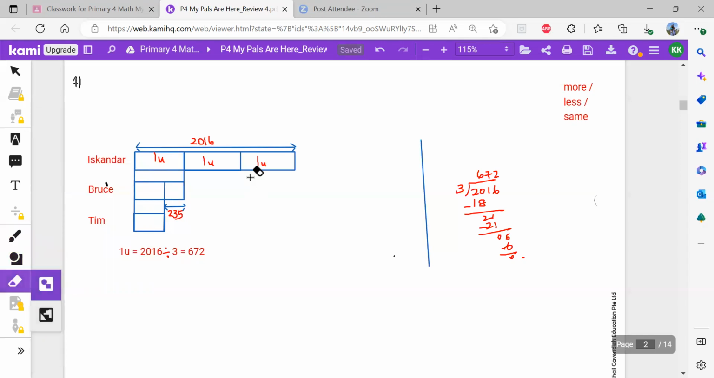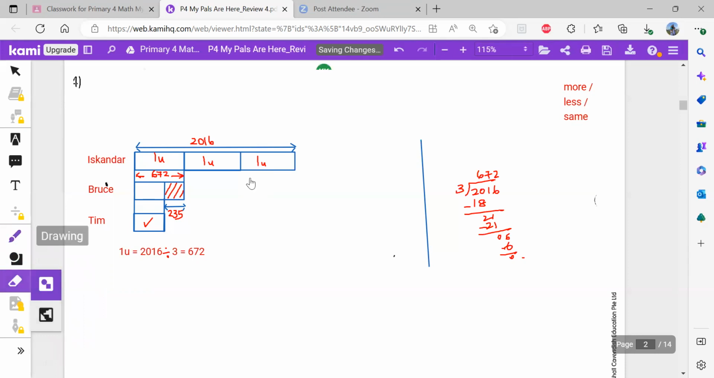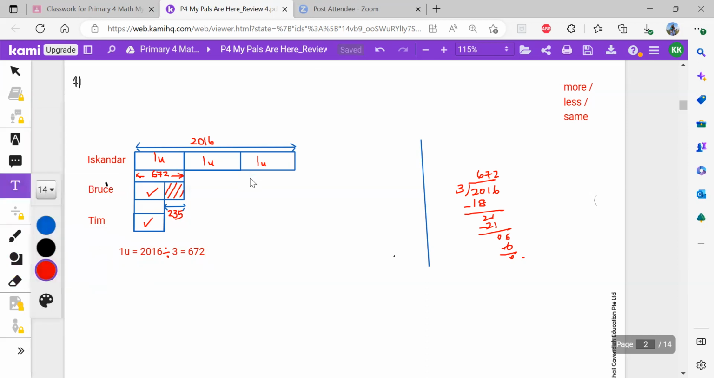Okay, so if I know 1 unit is 672, which means that Bruce will be 672 as well, isn't it? And if Bruce is 672, and this part here is 235, can I find what is this small rectangle? I can, right? This small rectangle, which means Tim, is the same as Tim. Okay, so this rectangle is actually Tim. If I can find this tick, right? This tick, which means that I will be able to find Tim. So let's see whether I can find Tim, right?